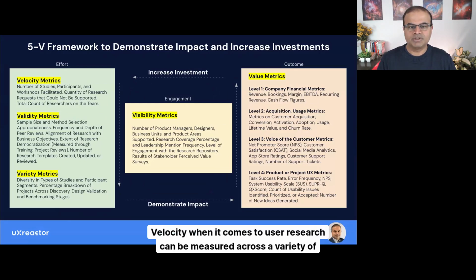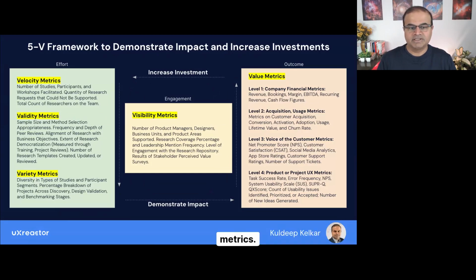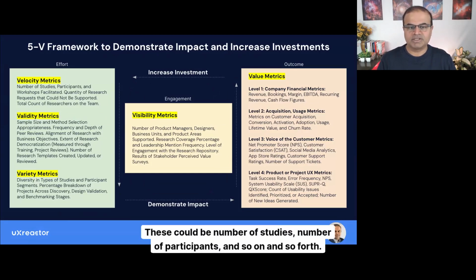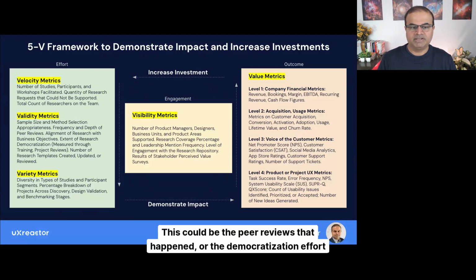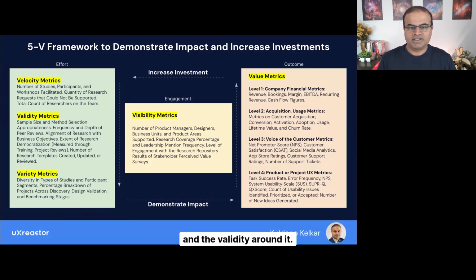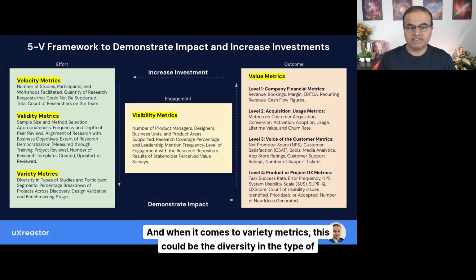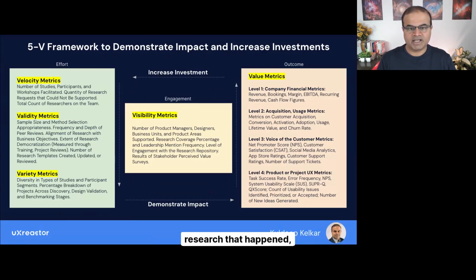Velocity when it comes to user research can be measured across a variety of metrics. These could be number of studies, number of participants, and so on and so forth. When it comes to validity metrics, there are several options available. This could be the peer reviews that happened or the democratization effort and the validity around it. And when it comes to variety metrics, this could be the diversity in the type of research that happened.